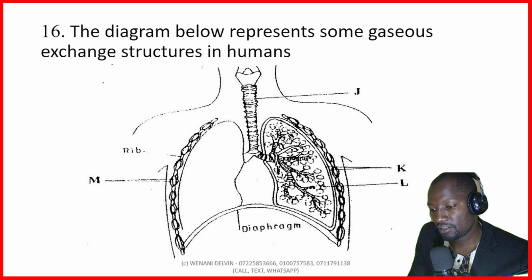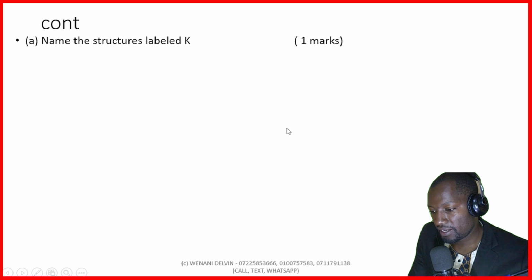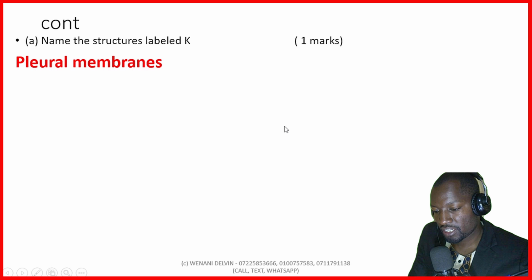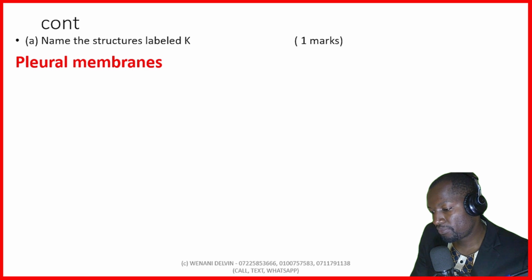Now, the diagram below represents some gaseous exchange structures in humans. We are looking at those structures. Question A: name the structure labeled K. This structure here, labeled K, is a pleural membrane.